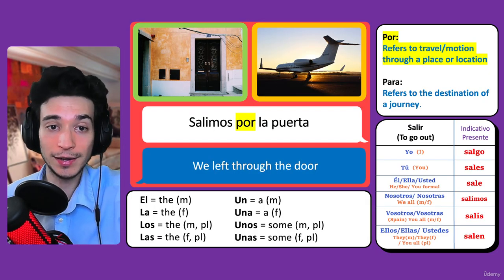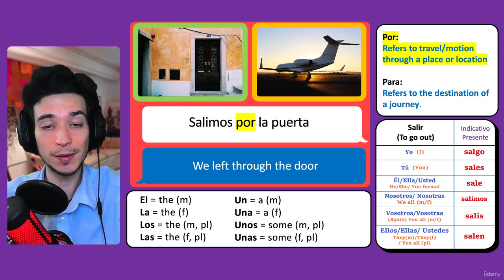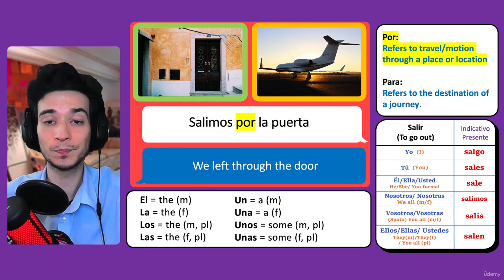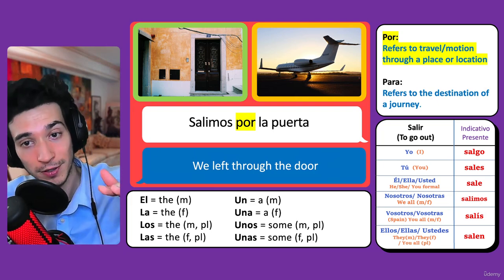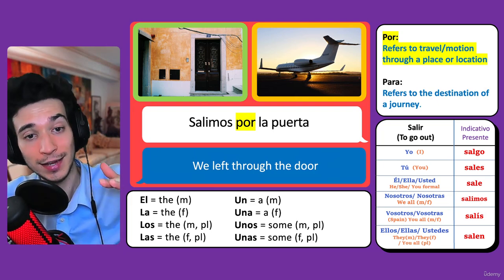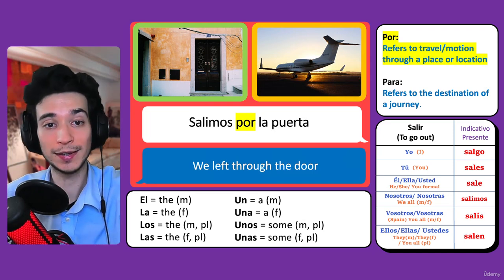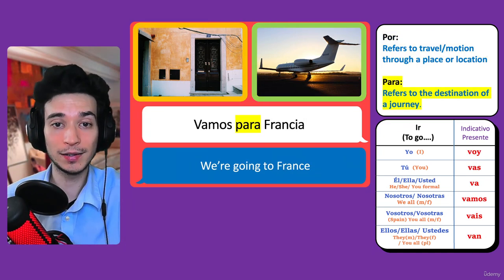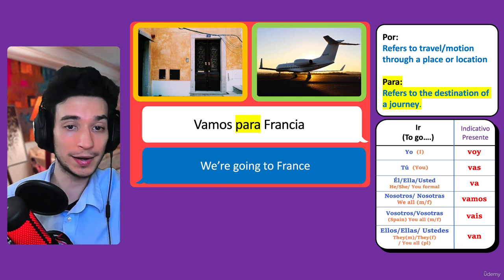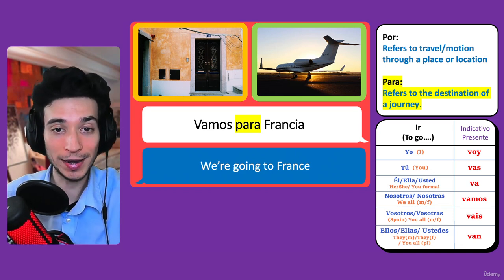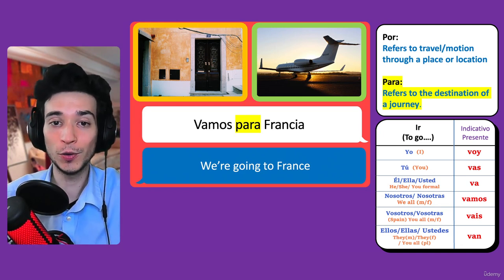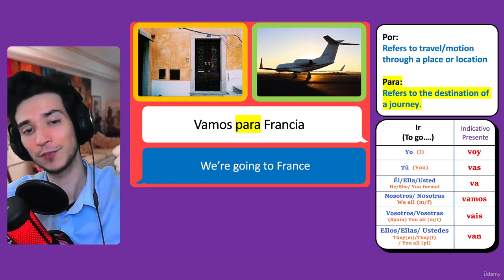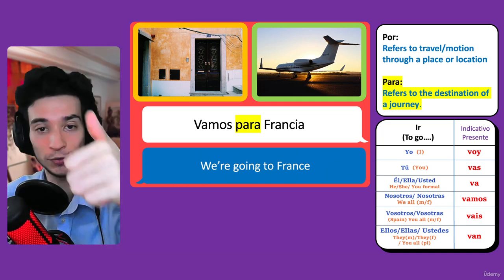Okay, let's try an example. Salimos por la puerta. So we left through the door. Salimos por la puerta. We left through the door. And another example with para. Vamos para Francia. We are going to France. Vamos para Francia. We are going to France.